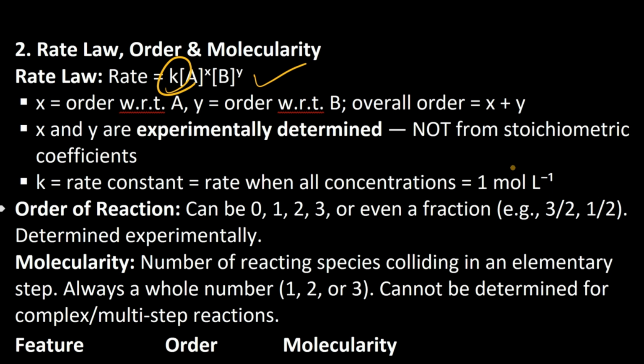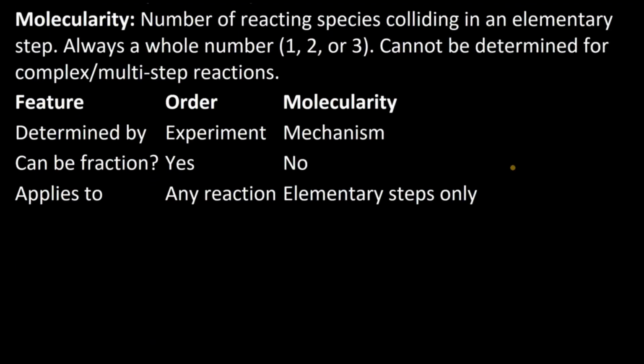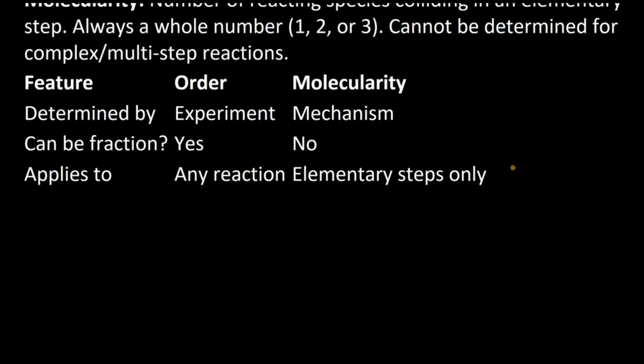In the case of molecularity, it is the number of reacting species colliding in an elementary reaction, the simple reaction. It is always a whole number. But we can't find it for complex or multi-step reactions. So the difference between order and molecularity can also be asked.